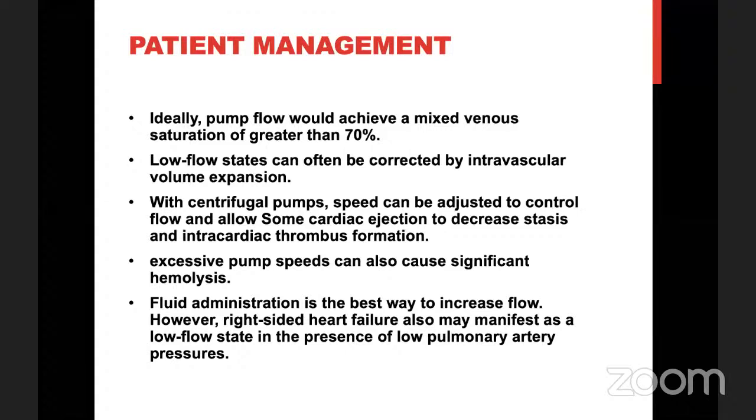So patient management, ideally pump flow would achieve a mixed venous saturation of greater than 70%. Low flow status can often be corrected by intravascular volume expansion. With centrifugal pumps, speed can be adjusted to control flow and allow some cardiac ejection to decrease stasis and intracardiac thrombus formation. Excessive pump speed can also cause significant hemolysis. So fluid administration is the best way to increase the flow. However, right-sided heart failure also may manifest as a low flow state in the presence of low pulmonary artery pressure.